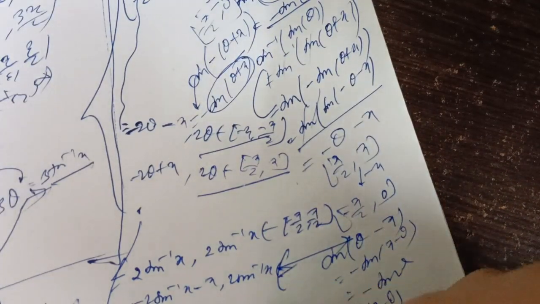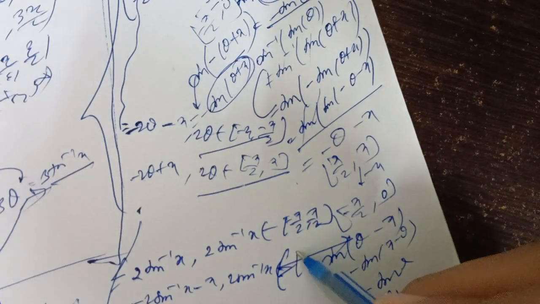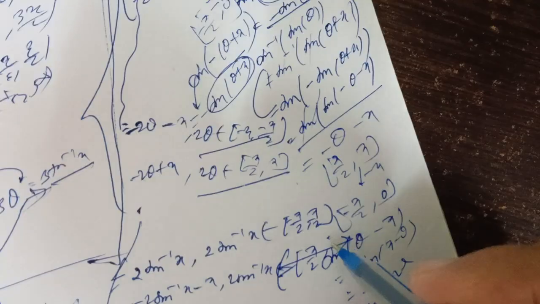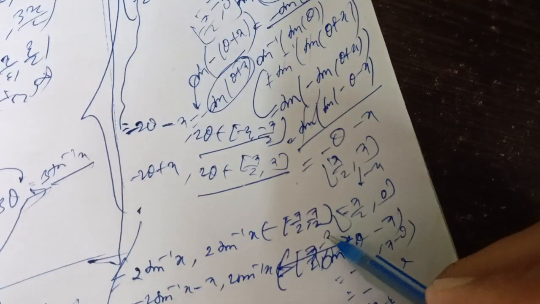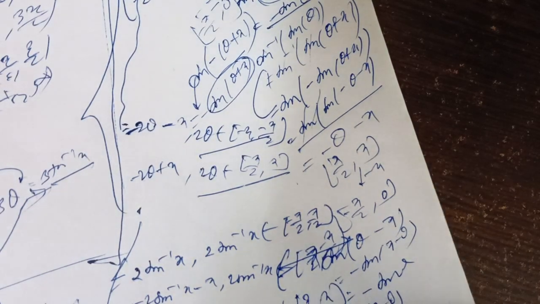Okay, what was the domain, or the range? I want to end the video. What was the domain? Negative pi to negative pi by 2 and pi by 2 to pi.